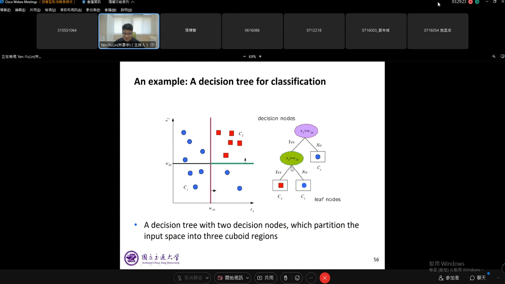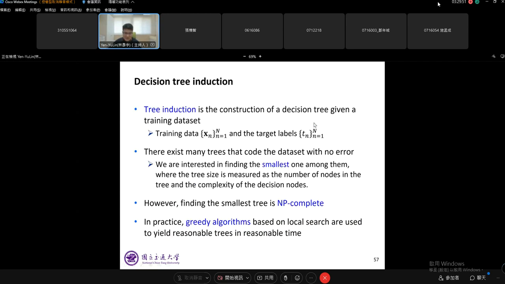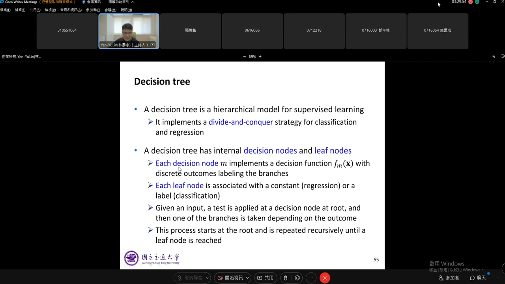So there are two corresponding branches. For the branch of yes, it is pure, so a label is assigned to this class, C2. Similarly, C1 is associated to this branch. So this is the example of a decision tree. As you could see, a decision tree is composed of several decision nodes and some leaf nodes.